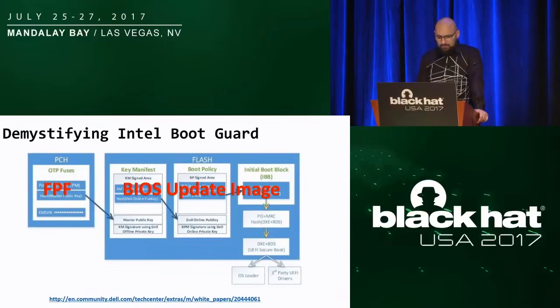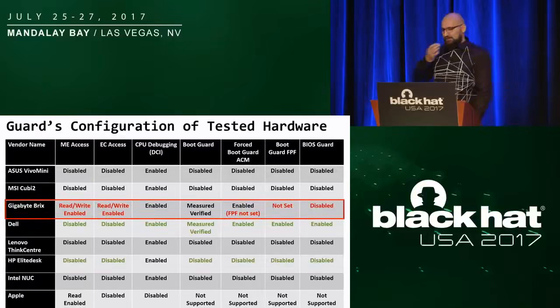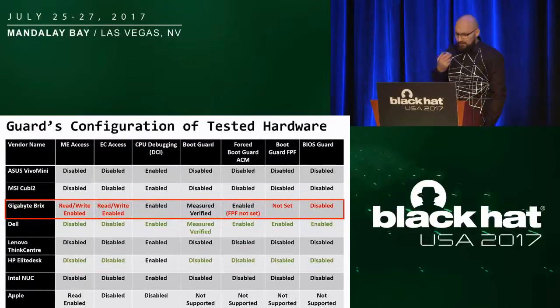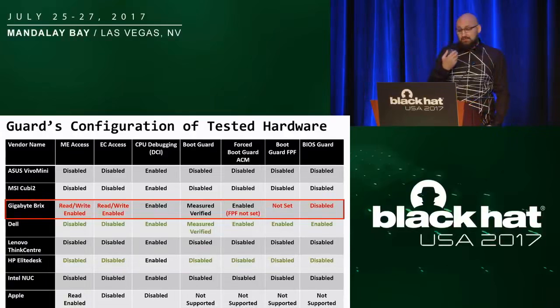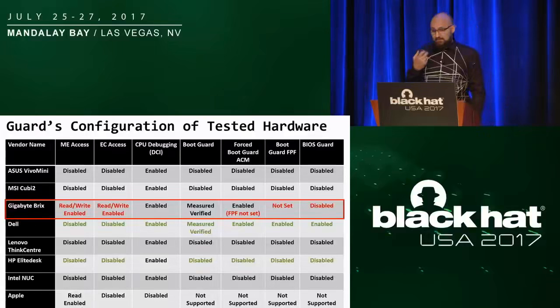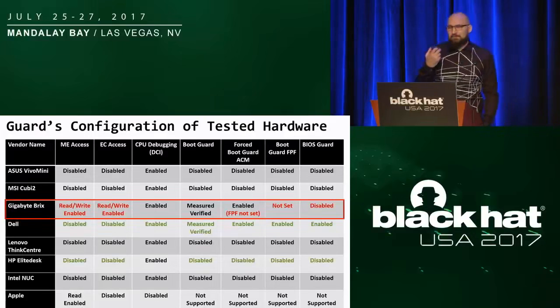But it's good they dropped some details, and now we know how it works, and our reverse engineering work is correct. But let's check how the guards configuration on the tested hardware actually looks. Actually, our main target platform is Gigabyte. As we can see, the management engine is not locked there. And also, we don't have BIOS Guard enabled there. And Boot Guard is not locked into the hardware with a field programming fuse. Wow, interesting.